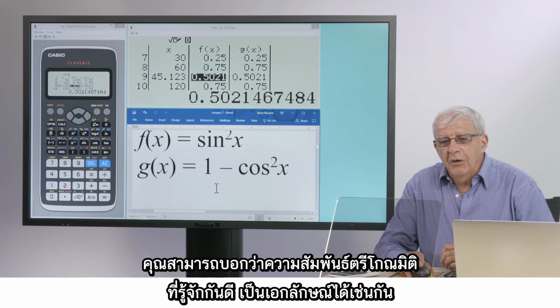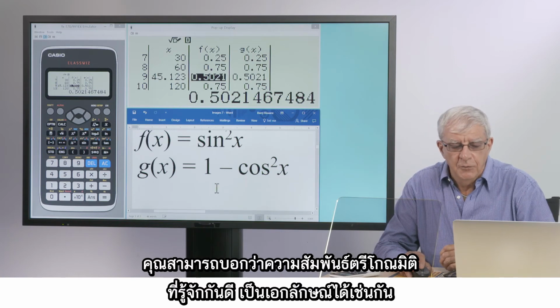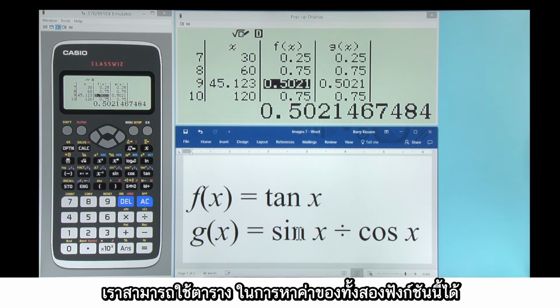You can think of some well-known trigonometric relationships as identities too. For example, consider the relationship of tan X is equal to sin X over cos X. We can use a table to evaluate both of these functions.